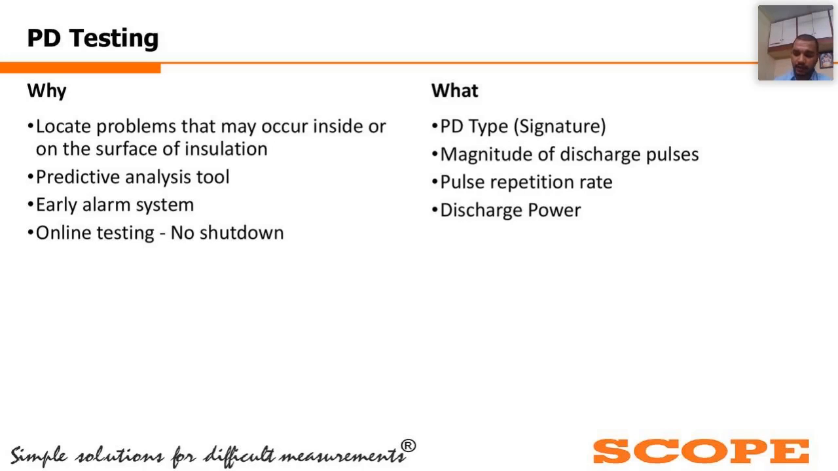That on a day it was 65, then it increased by 10% or decreased by 5% or increased or decreased by some other percent. So like that, we do the trending. That's why we need to take care of the magnitude of discharge pulses.